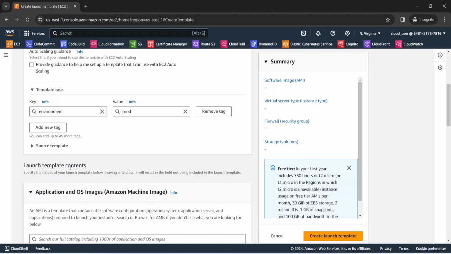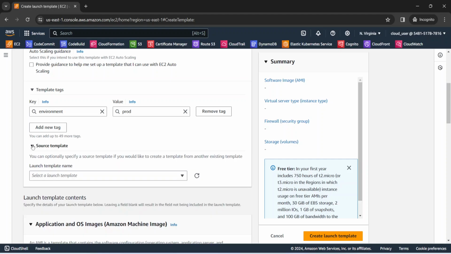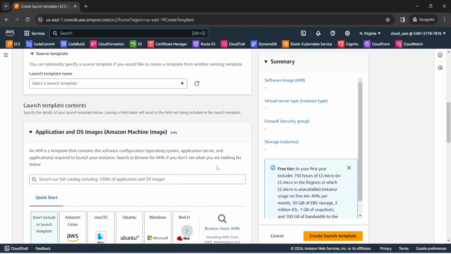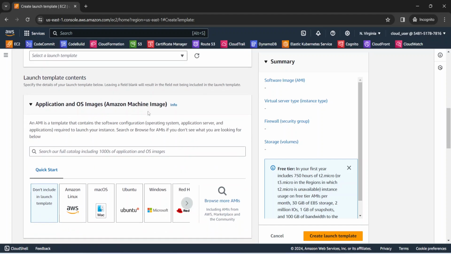Observe here we have the source template option. If we hit it, it says you can optionally specify a source template if you would like to create a template from another existing template. So if you have already built one for your team earlier and you want to make some smaller modifications to it, you can use that as well. Since we don't have any templates under our name, next we'll go to the launch template contents.